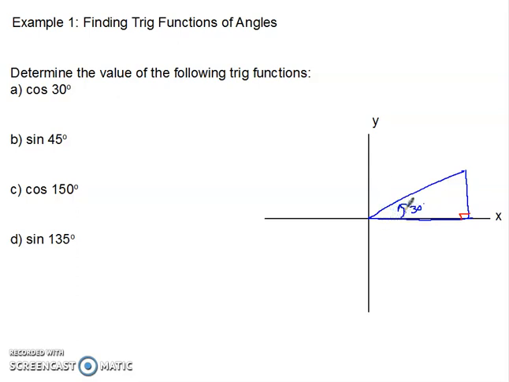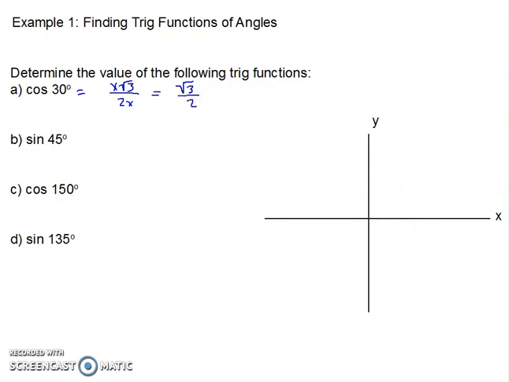So in a 30, 60, 90 triangle, my hypotenuse is going to be 2x. My shortest side, which is across from my 30 degrees, is going to be x. And that remaining side is my middle length side, which is x times the square root of 3. So cosine would be the adjacent side, or the x side, over my radius r. So this is going to be x times the square root of 3 over 2x, giving me, when I reduce, a value of square root of 3 over 2.